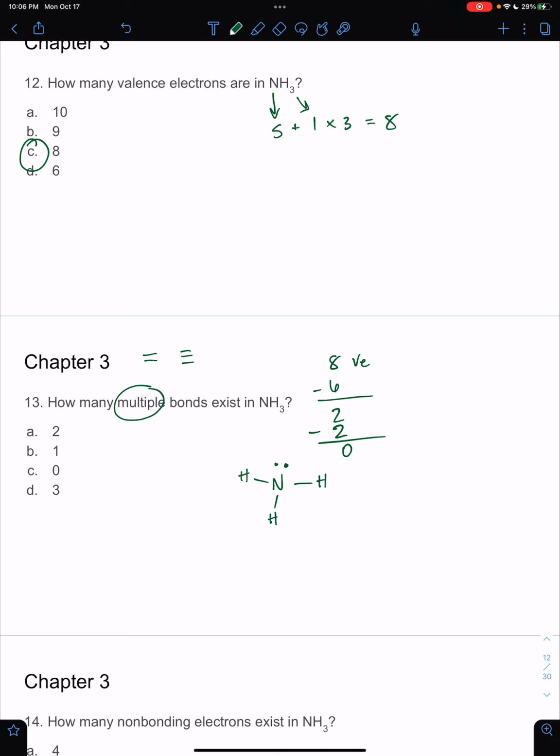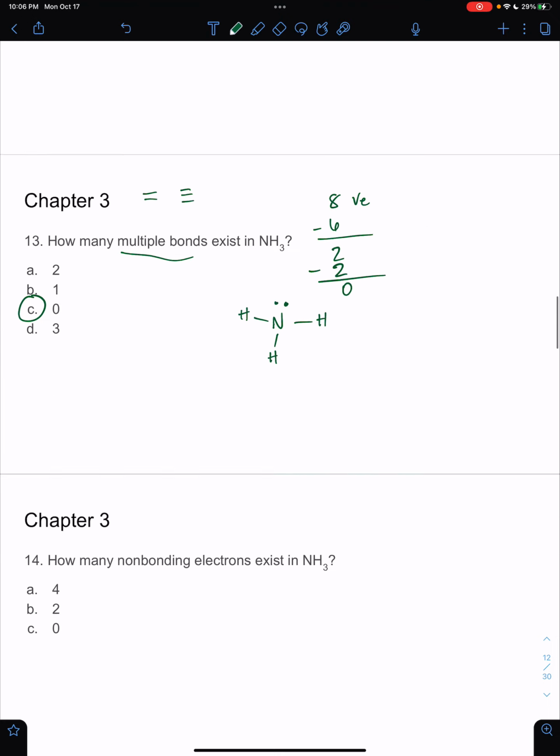Okay, so now that we're done with the Lewis structure, how many multiple bonds exist? In this one, there's 0. There's only single bonds and lone pairs. So, no pi bonds.